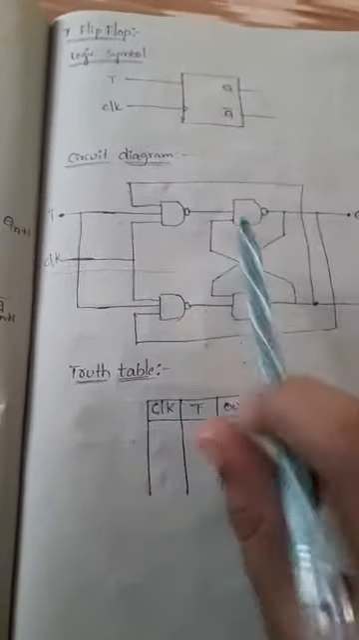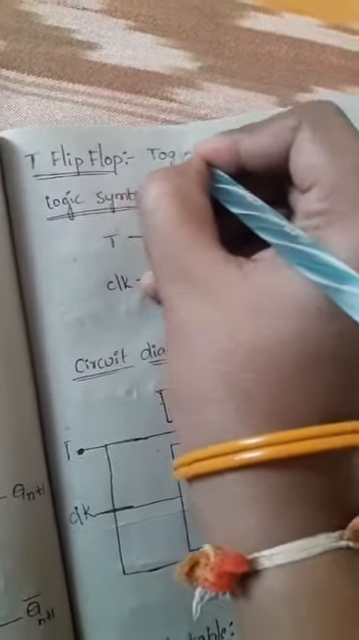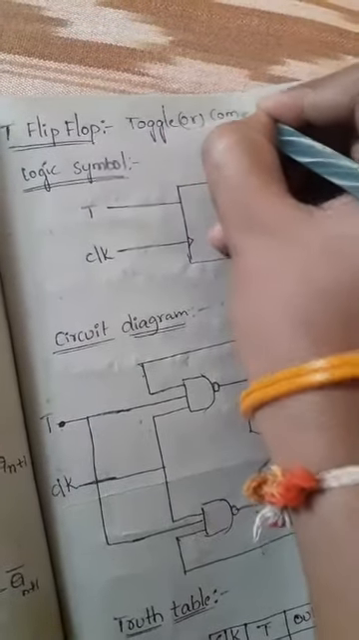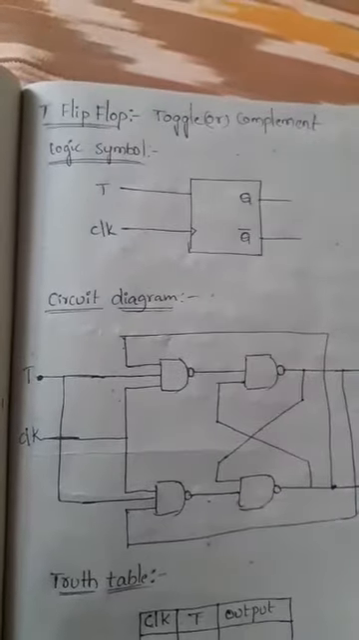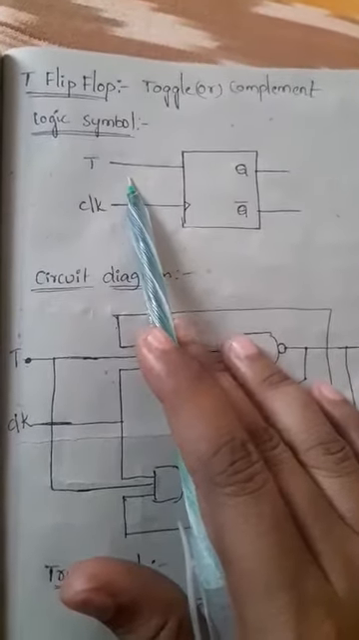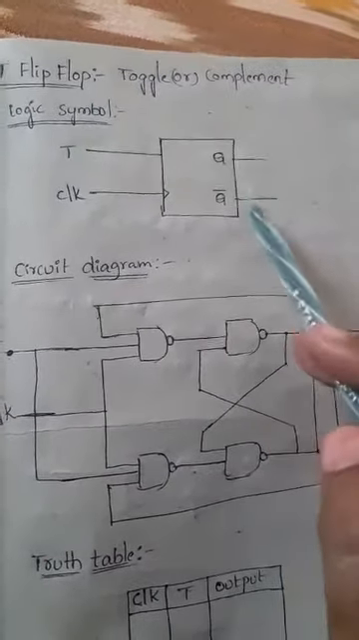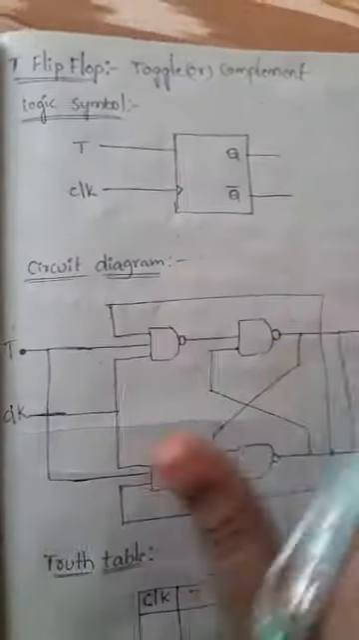So now we'll see the last flip-flop here, the T flip-flop. This is the logic symbol for the T flip-flop. We call the T flip-flop the toggle flip-flop. Toggle means complement. Here we have a single input, that is T, and 2 outputs, Q and Q complement. One is normal and another one is complement. The clock is connected to each and every flip-flop, that should be normal here.